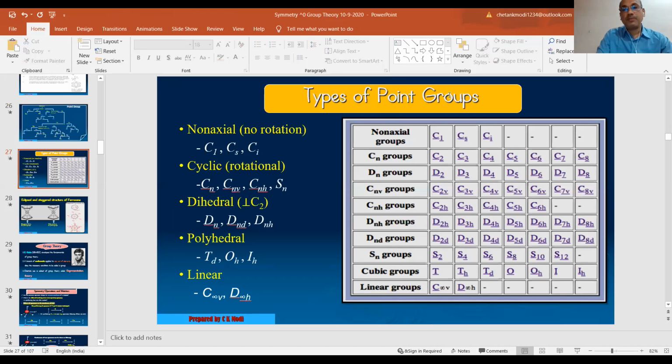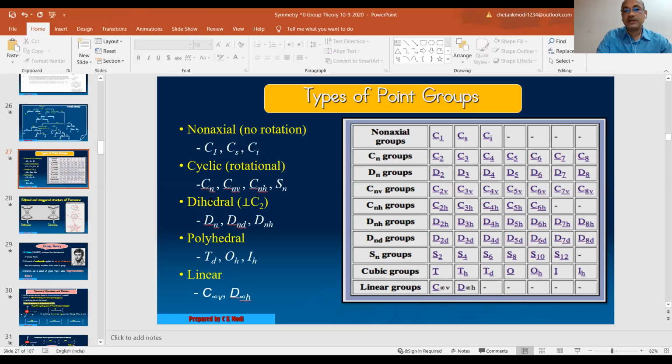Now the types of point groups. Point groups can be divided into 5 types. The first one is non-axial, which means no rotation axis is present. So these are considered non-axial point groups. Second is the cyclic point group, which consists of only a rotation axis, with no subsidiary axes present. So these come under this category.